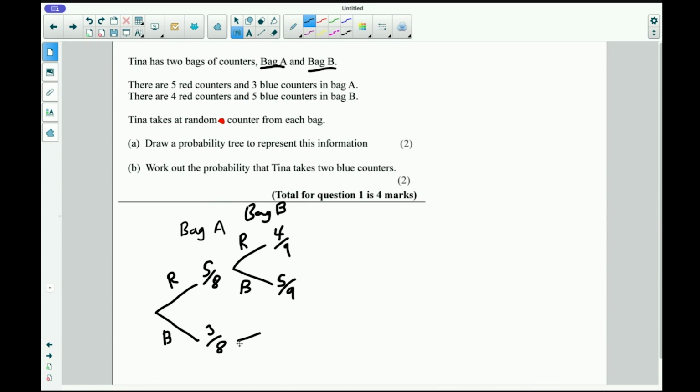Again, looking down at bag B after you have chosen a blue counter from the first bag. Again, looking at either red or blue, it's still going to be 4 out of 9 or 5 out of 9. Okay, so that's the first part checked off. So we've drawn that probability tree to represent the information. Next, we want to be able to figure out the probability that Tina takes 2 blue counters.